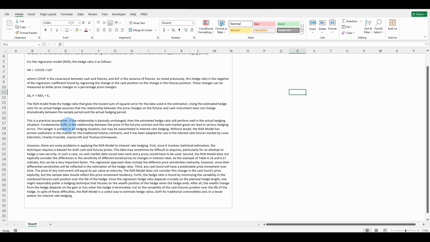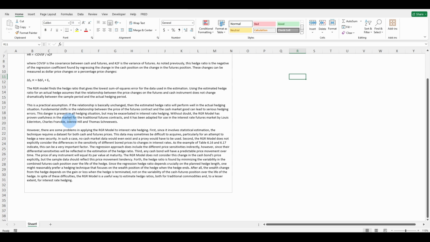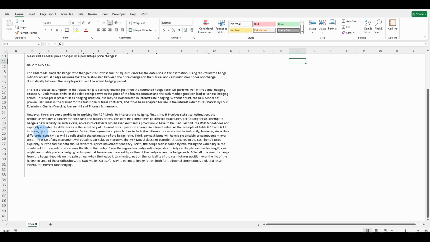Fundamental shifts in the relationship between the price of the futures contract and the cash market good can lead to serious hedging errors. This danger is present in all hedging situations, but may be exacerbated in interest rate hedging. Without doubt, the RGR model has proven usefulness in the market for the traditional futures contract, and it has been adapted for use in the interest rate futures market by Ederington, Franckle and Hill, and Thomas. However, there are some problems in applying RGR to interest rate hedging.